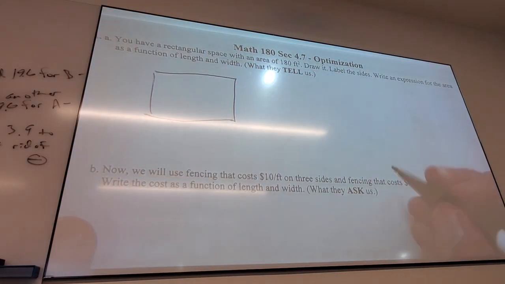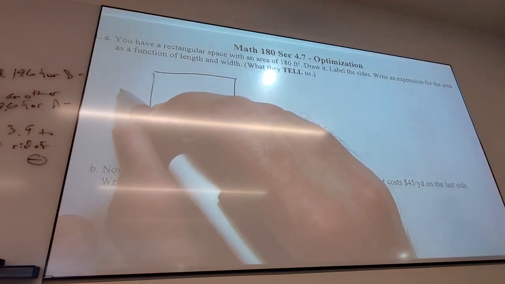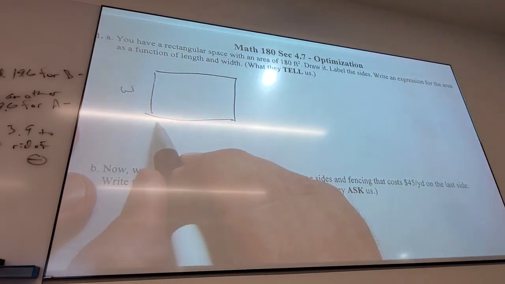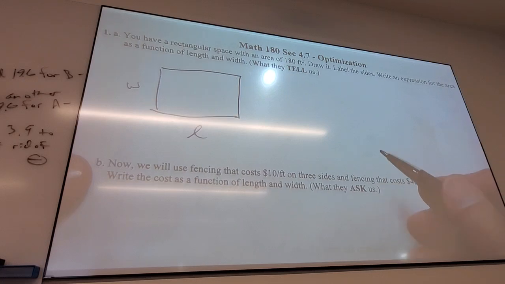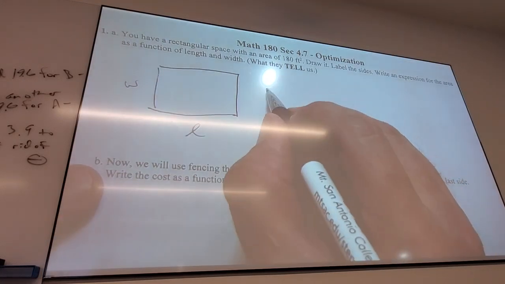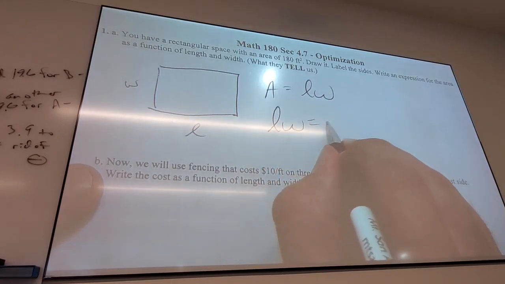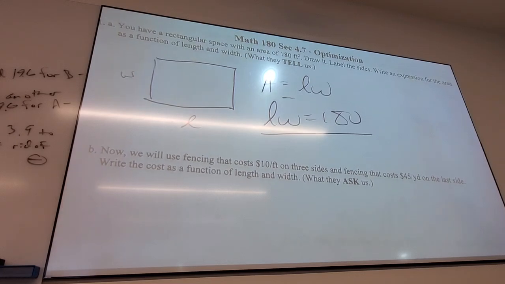So what are you guys using for the width here? You can call it W, I like it. Doesn't matter what you call it. So this one I'm gonna call L. If you used X and Y, great, nothing wrong with that. So what's the formula for the area? Length times width equals 1/8. And I tell you that it's 1/8. Cool. So there's the area as a function of length and width.